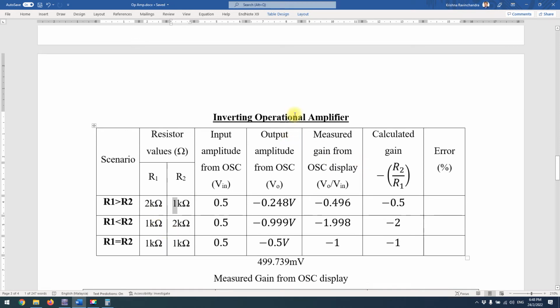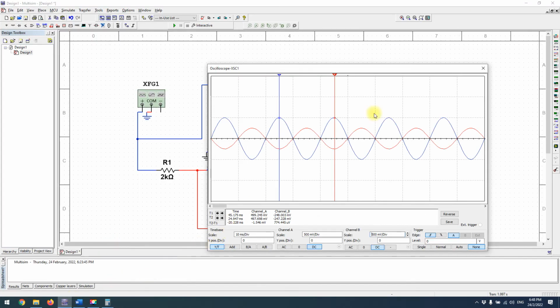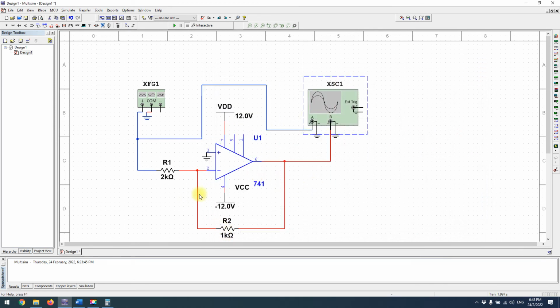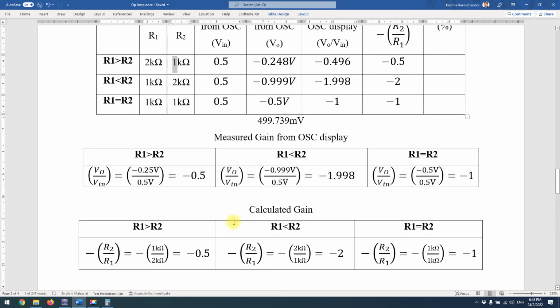So the next thing for the inverting you can perform is R1 more than R2 and R1 equal to R2. I'm not going to be performing that. You can just change the resistance value and you can get the values of your graph, the same way I did just now for the inverting side. These are how I've done the calculations as well. I've changed the values here, and later on you can have a look at that.